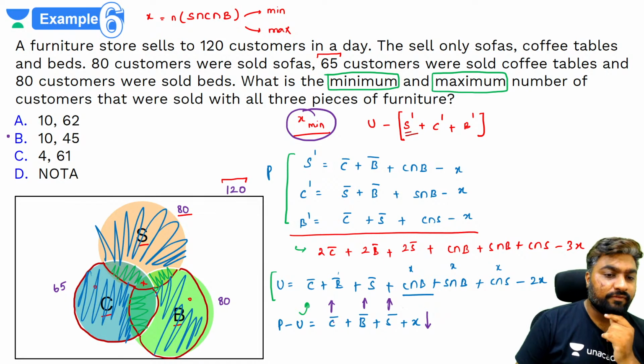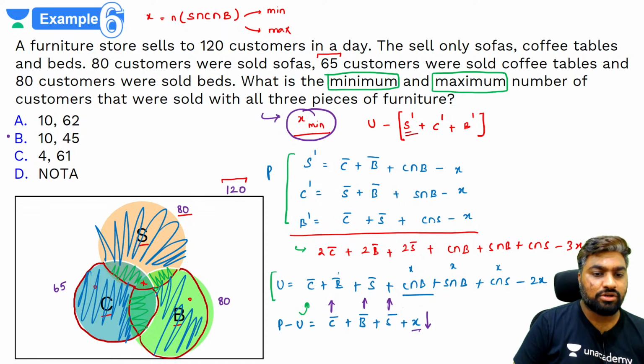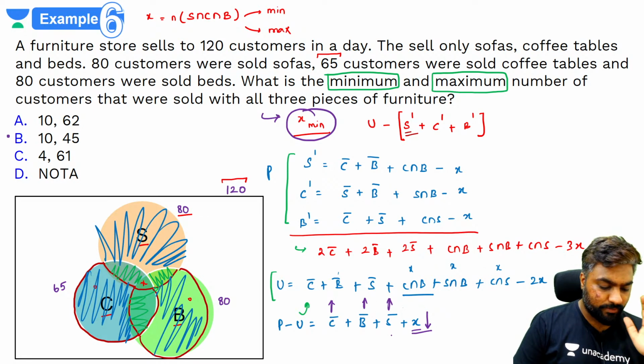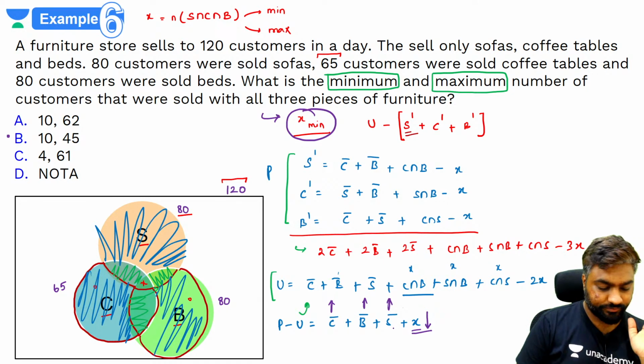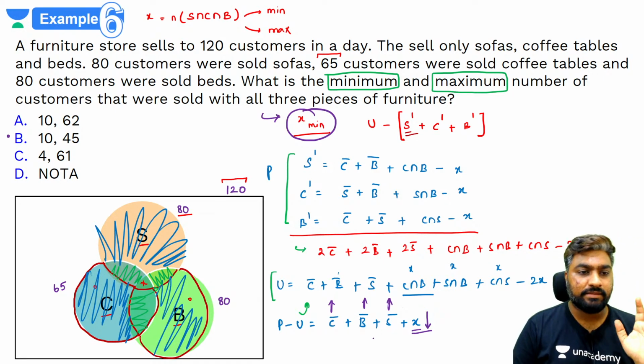So what are you left with? Only C, only B, only S, right? If I want X to be minimum, ये वाला X जो है इसको अगर minimum रखना है, then I'll have to keep these three maximum, right? People who buy only coffee, people who buy only beds, people who buy only, हाँ Prince, correct, people who buy only sofa set, yes. We'll have to keep that as maximum.